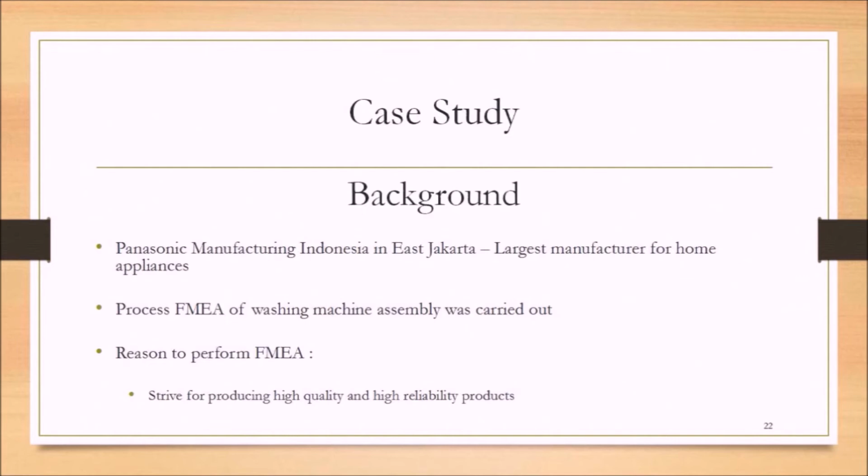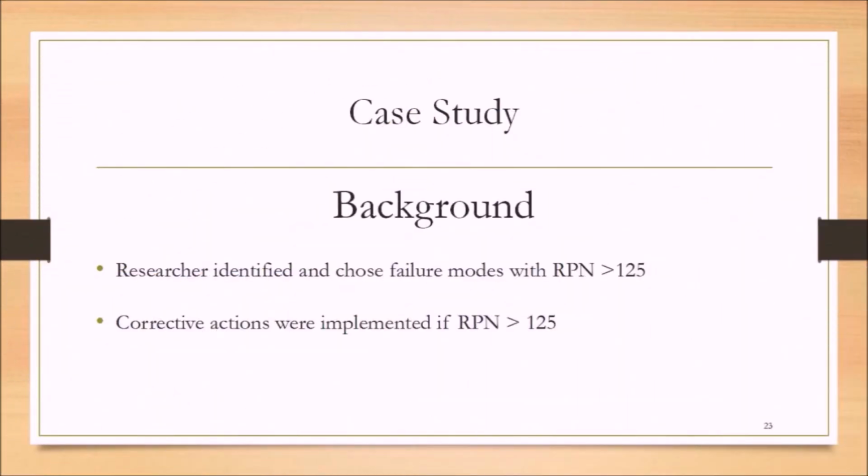Why FMEA is carried out in this company is because the company strives for producing high quality and reliability products. The researchers of this company have identified the failure modes, and corrective actions will be implemented for those with RPN more than 125. This RPN value is set by the company. So, different companies may have different RPN targets.